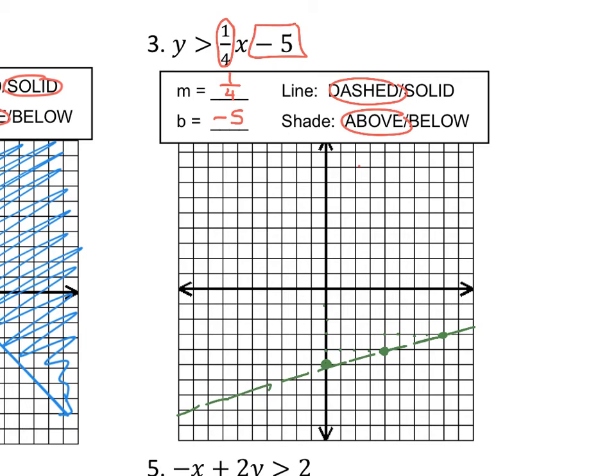It's hard with this pen. There's my dashed line. And I need to make it above. Now, I had some questions on this, and this one's pretty easy because it's kind of flat, so there's very obviously an above and below.